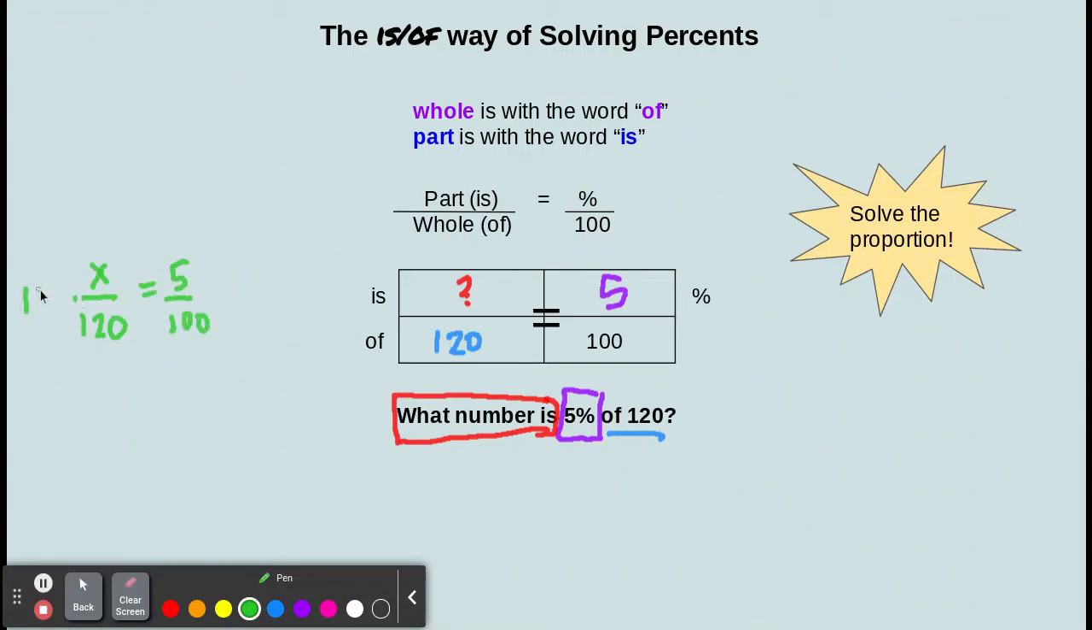Multiply both sides by 120 to solve for x. And we get x equals, let's see, 5 times 120 over 100. 5 times 120 is 600. 600 divided by 100. So that becomes what? 6. So 6 is 5% of 120.